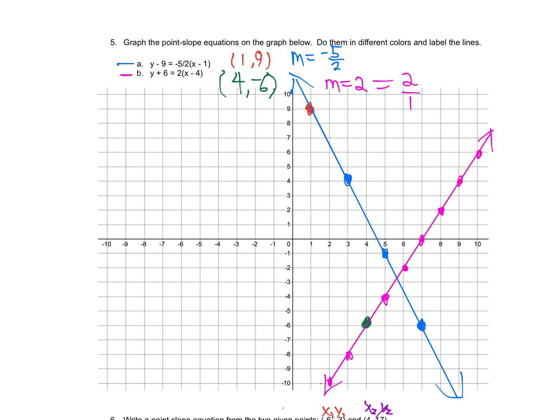In order to do a line, we only need a point and the slope. And that gives us 2 points. And once you have 2 points, you can make your line. You only need 2 points for a line.